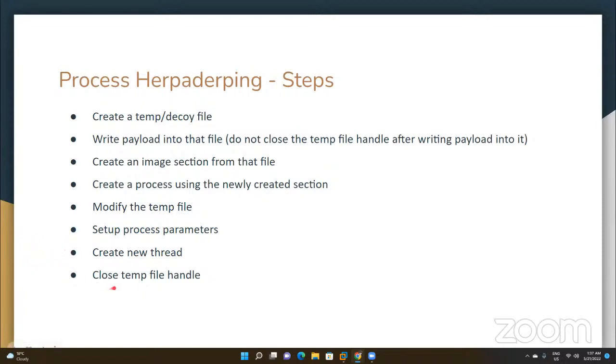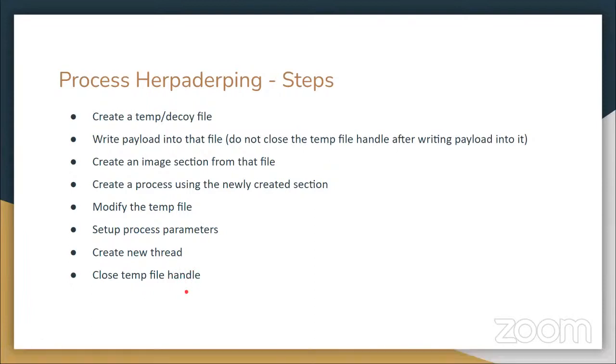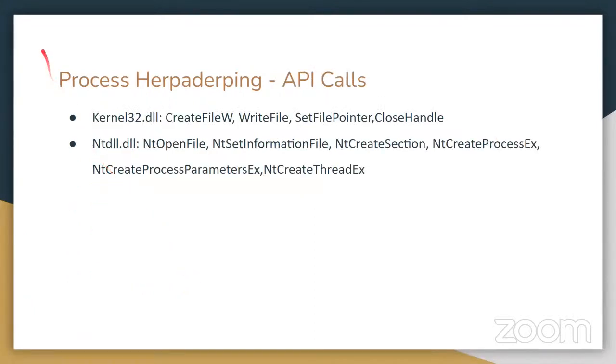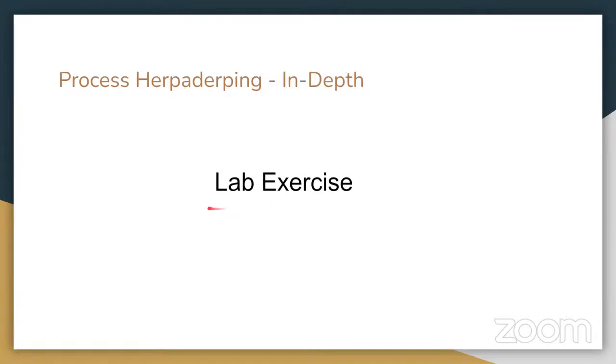After that, we will close the handle to the decoy file. The decoy file should be closed only after creating the new thread, because security products do not only monitor the process, but they also monitor the file changes in the system. So this is why it is important to close the file handle after creating the thread. This will evade most of the security products. These are all the API calls for process herpaderping. So let's move into the lab for this one.